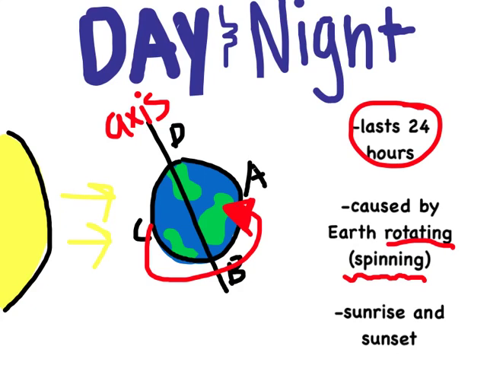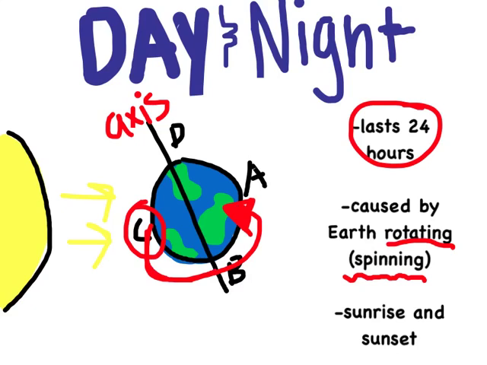So you should be able to tell me at what point the earth is experiencing day right now. Which part is experiencing day? Good. If you said the side that is facing the sun, then you're correct. C is having day right now. Then we know, though, the earth's going to rotate.